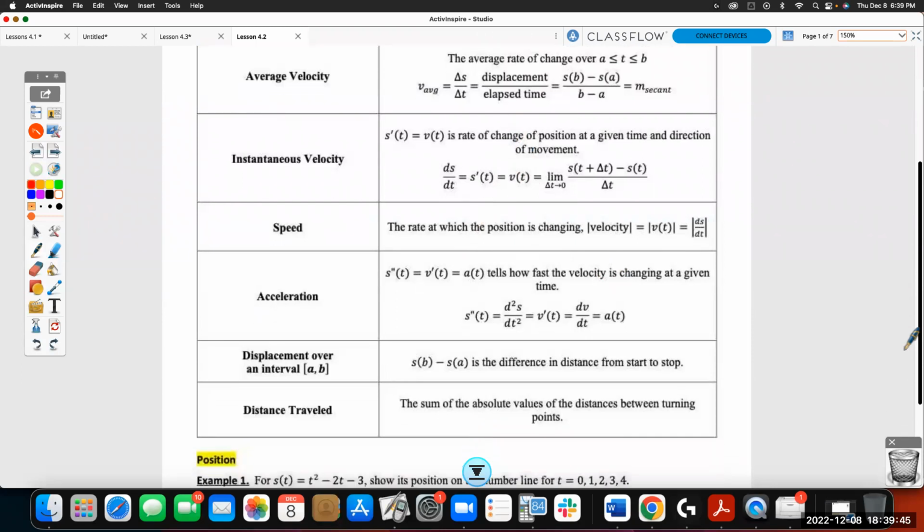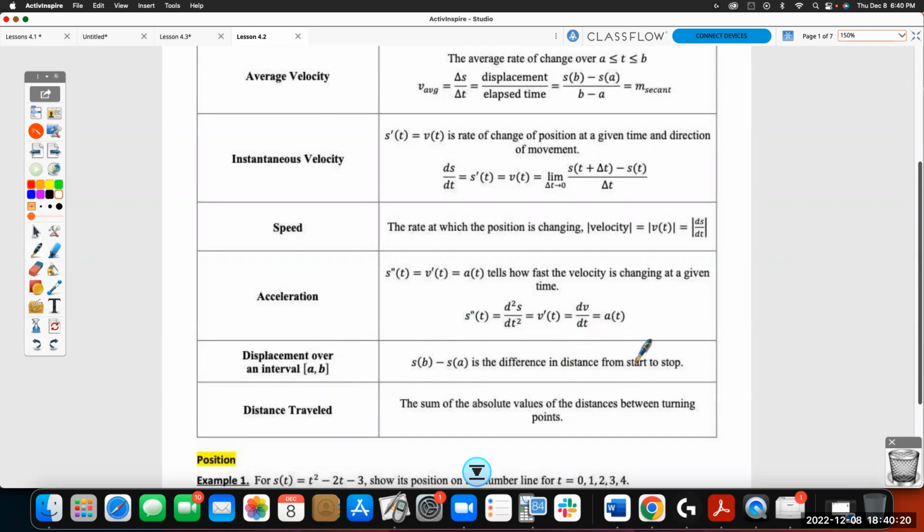Now, what about displacement? We're given two times, a and b. a is the beginning point and b is the ending point, the starting time and the stopping time. So the displacement over this interval is simply the difference between the position at the starting point and the stopping point. And the distance traveled is equal to the sum of the absolute values of the distances between turning points.